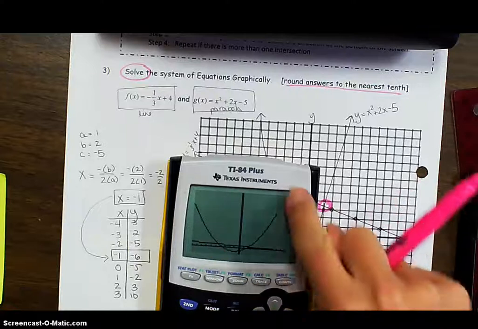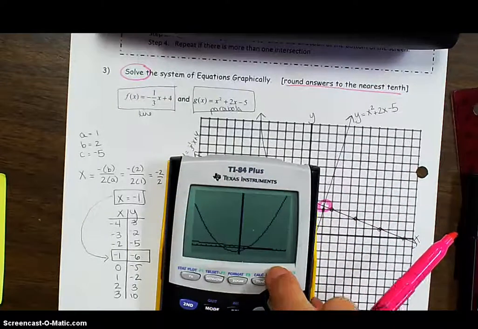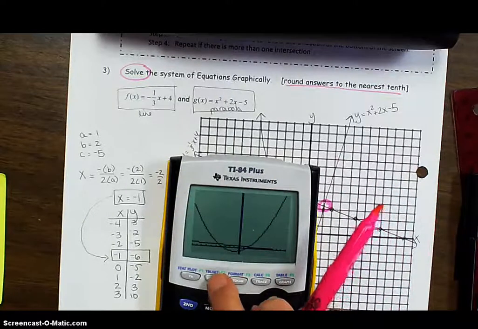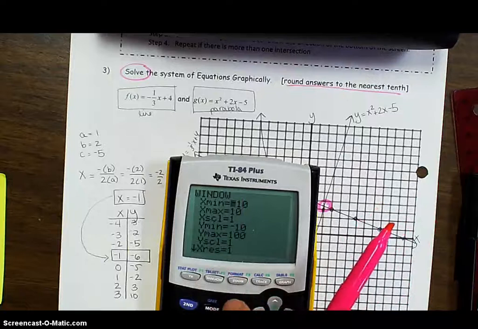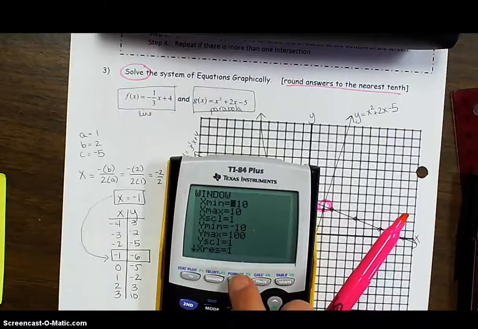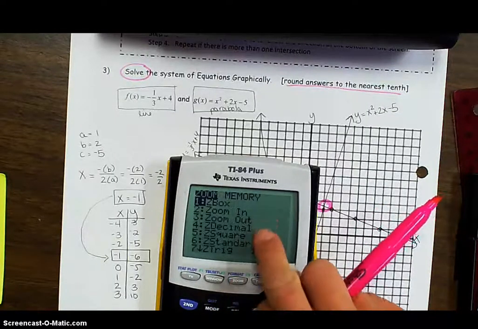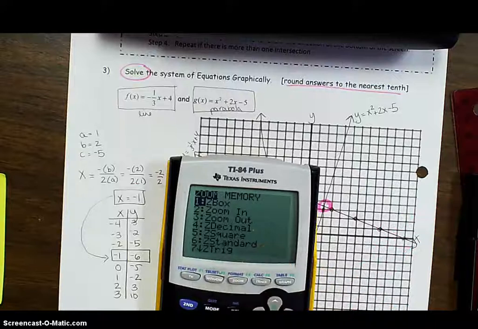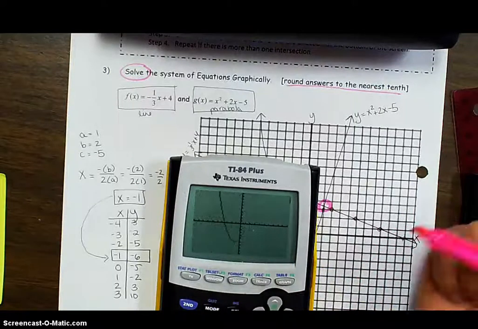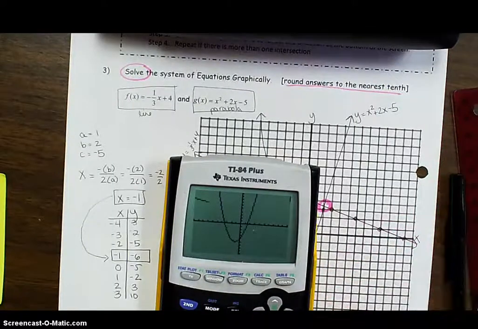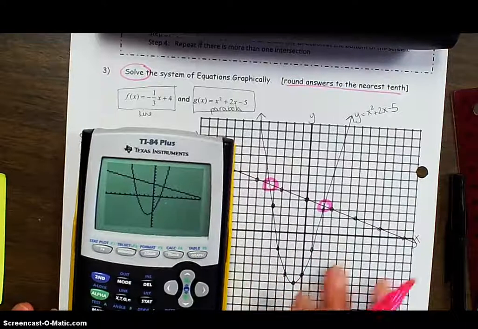Now, my window is a little bit off, so I'm going to hit my window button. And then, oops, actually, I'm going to go to zoom. I'm going to hit my zoom button. And I'm going to go down to a standard window, which is 6. And that looks just like the graph that we drew.